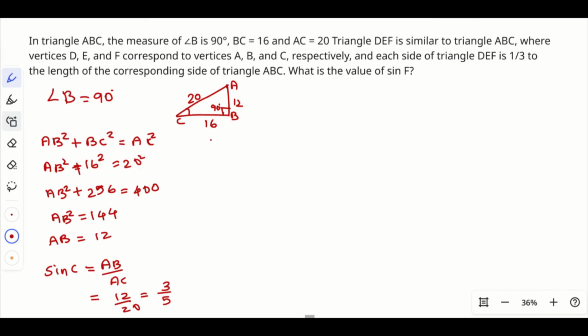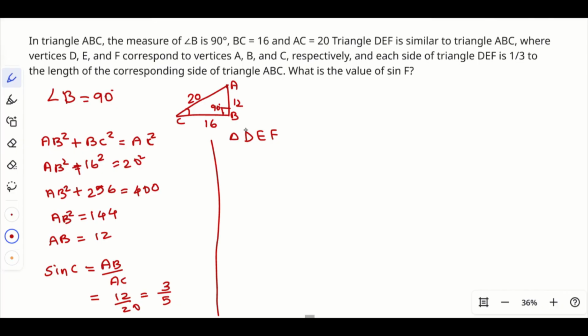Now using the property of similar triangles. Similar triangles have some properties, right? By using that, we have to find the remaining part of the question. So now let's go to the triangle DEF. In triangle DEF, which is similar to triangle ABC, angle F corresponds to angle C. It is given that angle F corresponds to angle C.